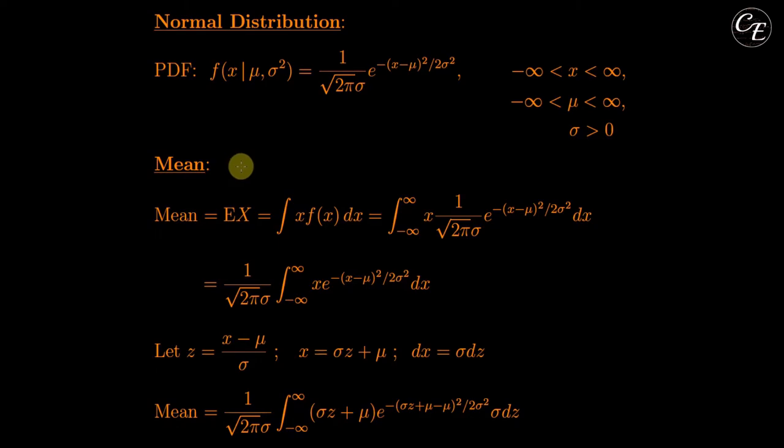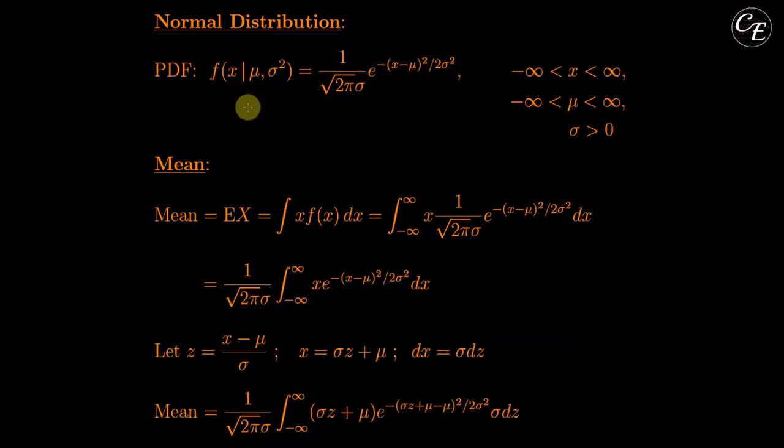Hello everyone, in this lecture, I'm going to show you how to derive the mean, the variance, and the moment generating function for the normal distribution. The normal distribution is a continuous probability distribution with the following probability density function, or PDF.